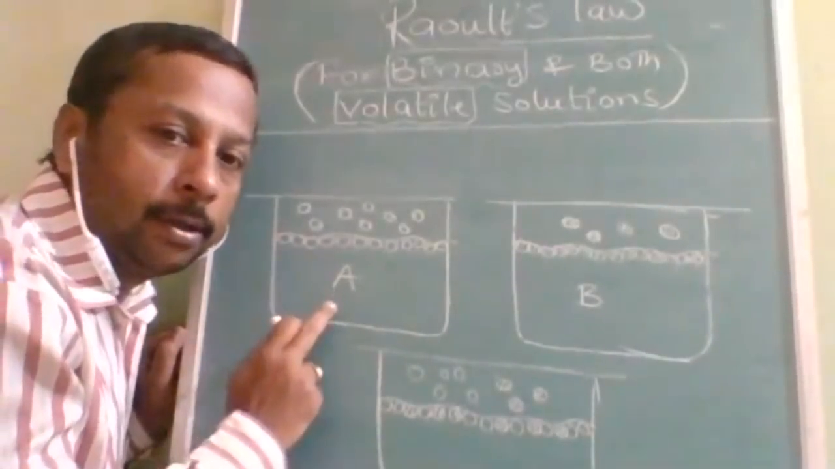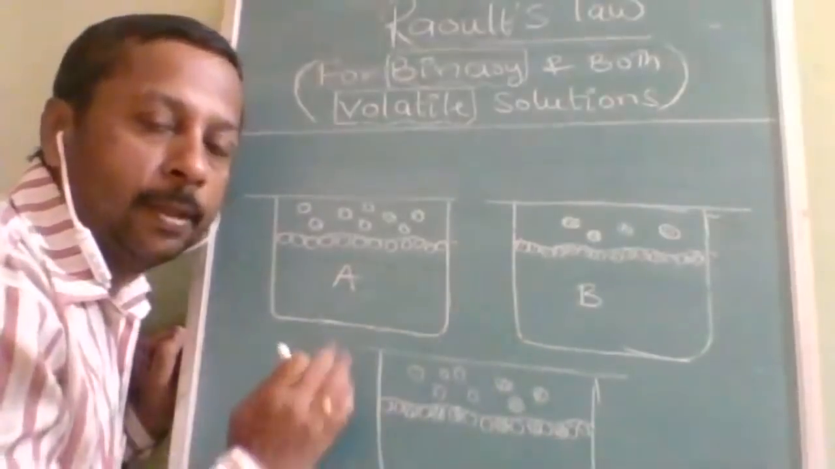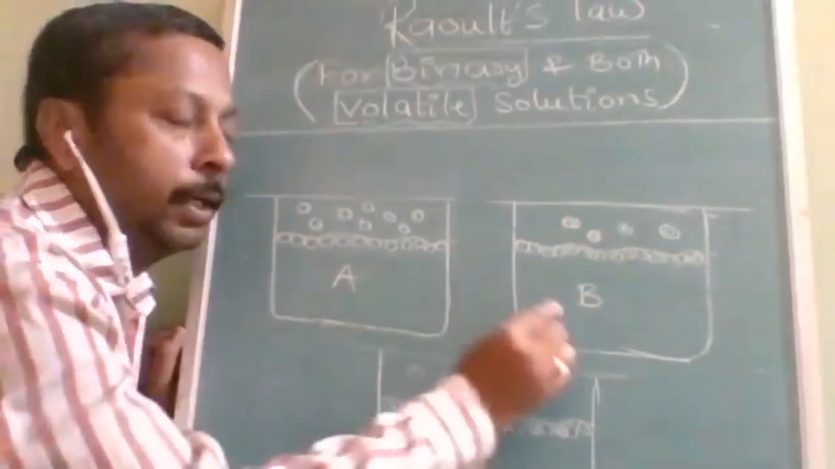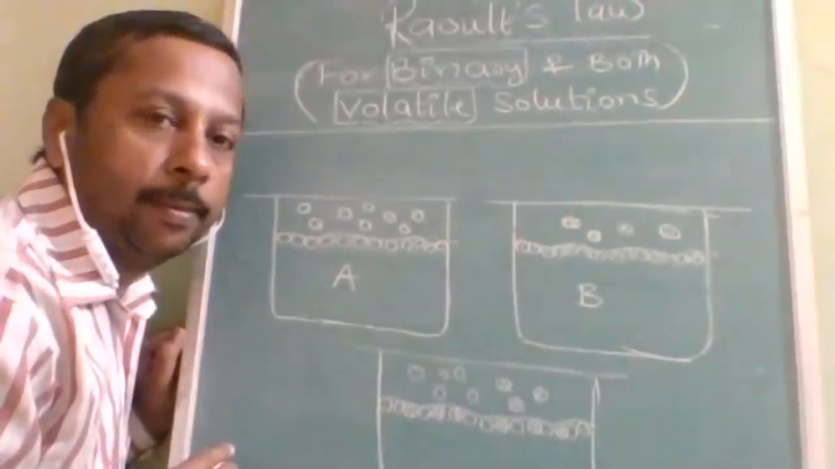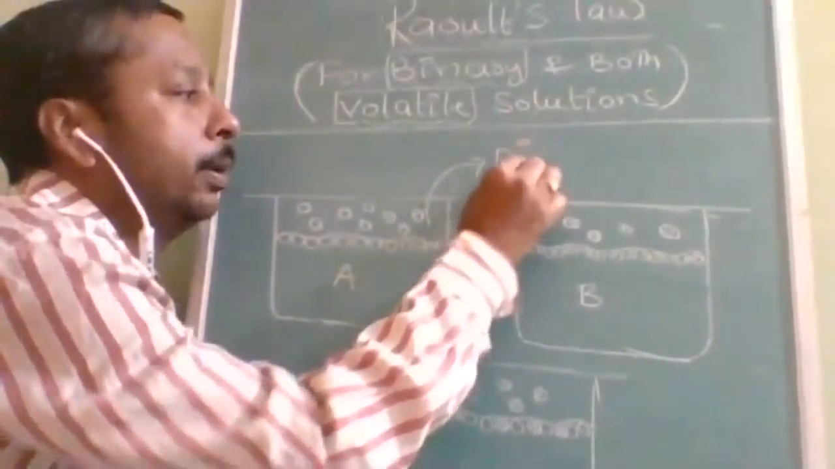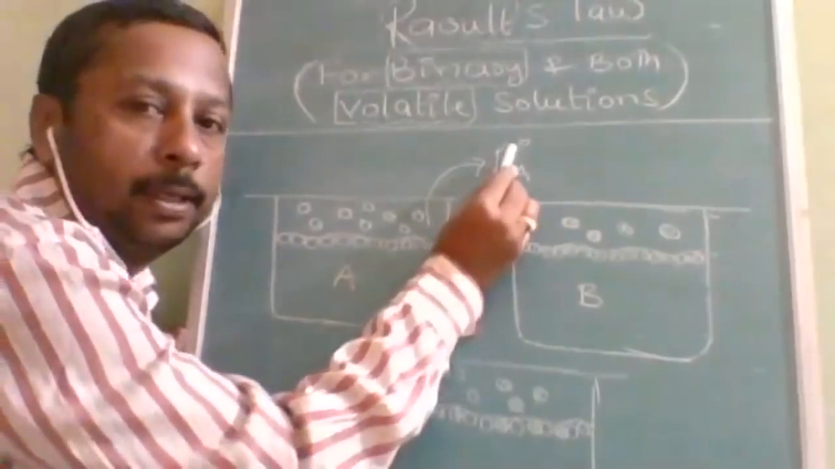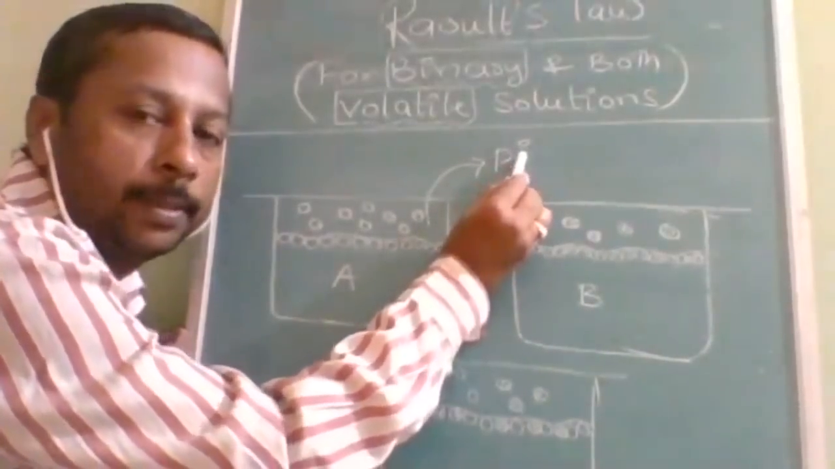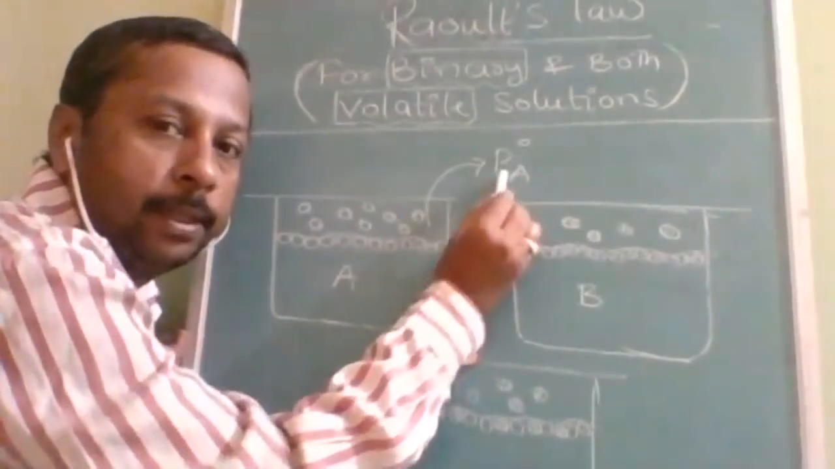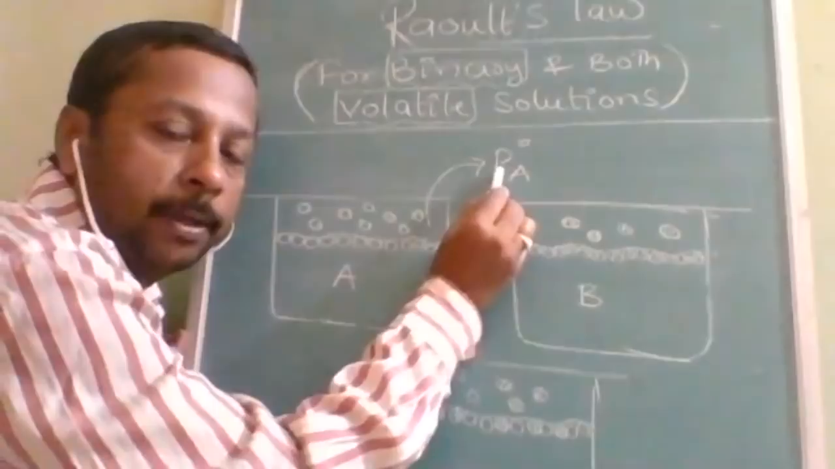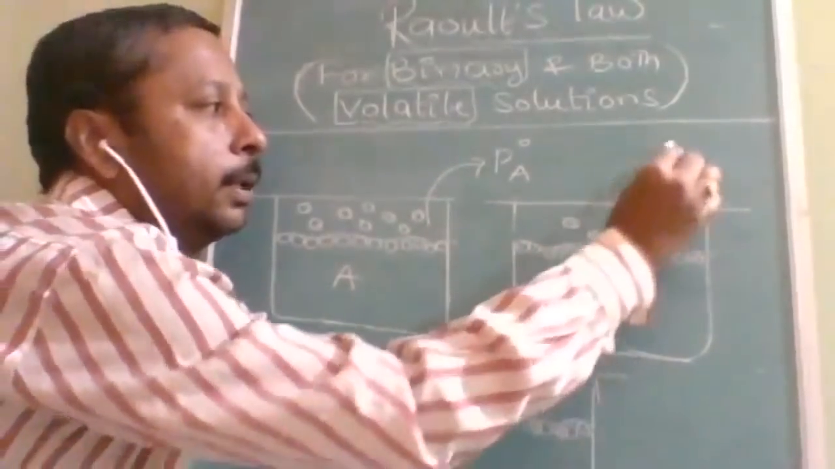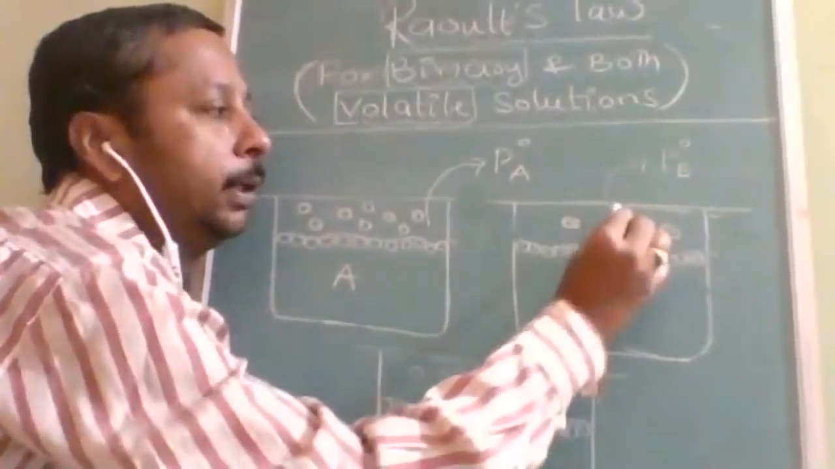So this is component A, this is component B. These two are identical containers, and both contain equal quantities of A and B. This pressure is denoted with P naught A. Here the naught represents that it is in the pure state. P naught A is the vapor pressure of A in the pure state. Now this represents the vapor pressure of B in the pure state.